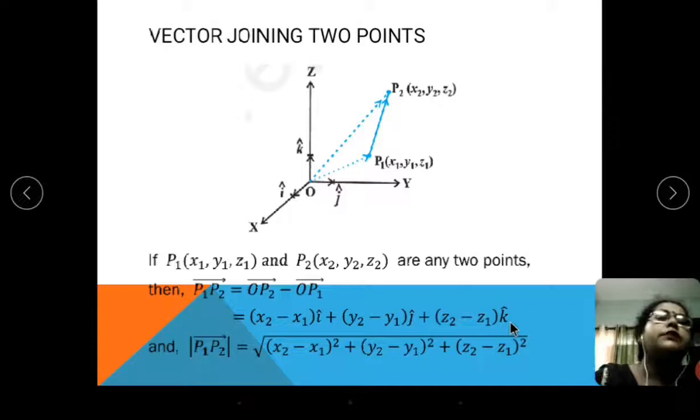And using the previous formula for the length of the vector, the length of this vector P1P2 will be root over (x2 minus x1) square plus (y2 minus y1) square plus (z2 minus z1) square. And I repeat that these will be very useful results for our subsequent discussions as well as in your further course of study in engineering maths.